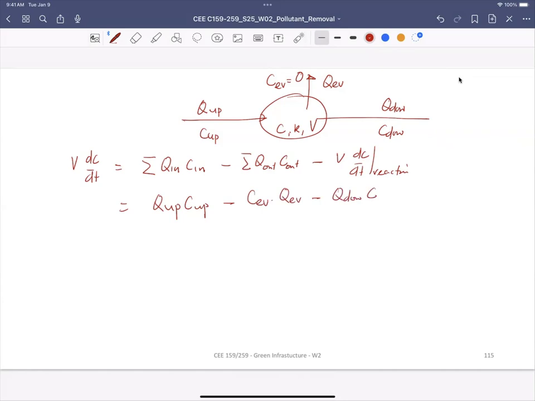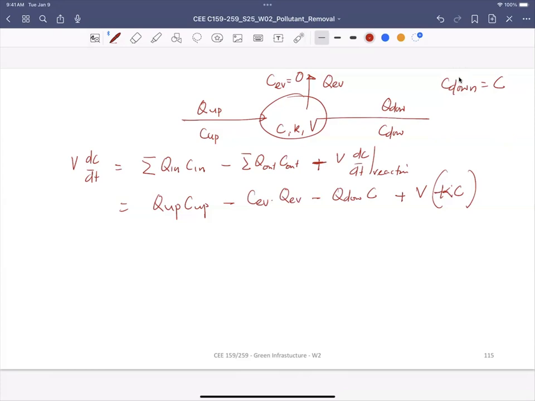Here you can make the assumption that C down is the same as C inside the lake, because there is no reaction outside. So whatever water is coming out must be the water that is inside the lake. So you can write Q down, C down, and then this minus term would be the first order rate constant, so this is minus V K C. This minus sign already exists because the reaction decreases the concentration.